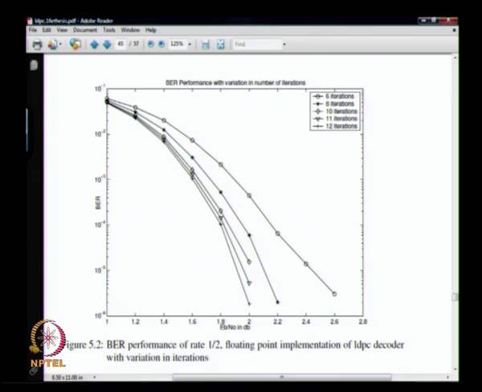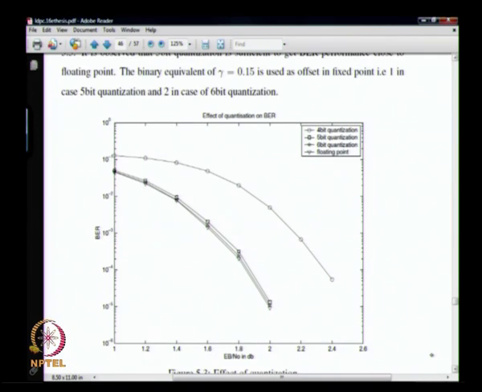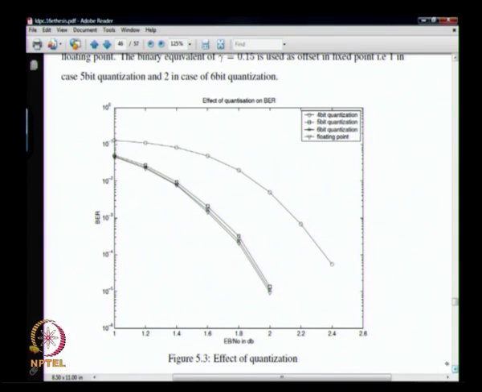Once again, effect of iterations: how do you decide how many iterations to do, 6, 8, 10, 11, 12, till you see the bunching up. This is all LDPC, remember it is not turbo anymore, and you do these simulations till you see the bunching up, and you can see about 12 iterations seems like a good number to do. Then effect of quantization. Once again you do 4-bit, 5-bit, 6-bit quantization, floating point, see when it gets close and then you pick it.